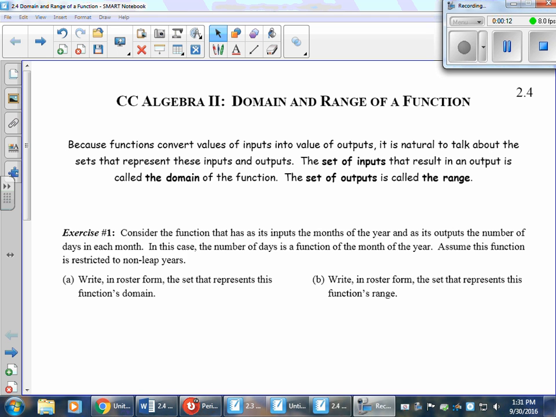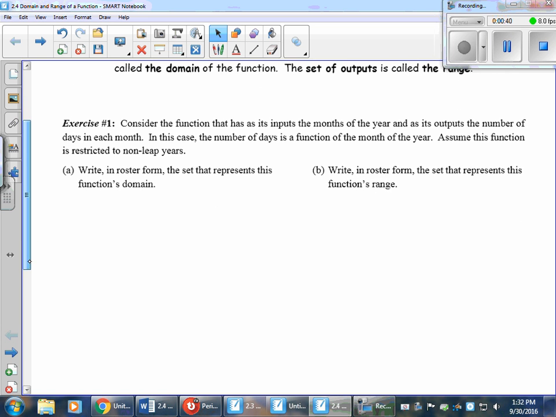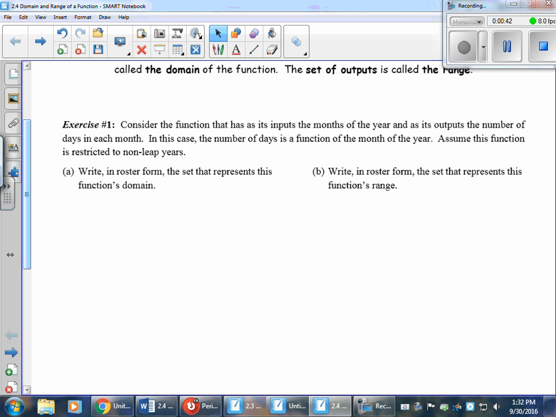Because functions convert values of inputs into values of outputs, it is natural to talk about the sets that represent these inputs and outputs. The set of inputs is called the domain, and the set of outputs is called the range. Once again, if you're not familiar with these terms, it's a good idea to put them into your glossary, wherever you're keeping them, whether it's on index cards, in your notebook, or on an app. All right, so let's consider a very simple domain and range of a function.